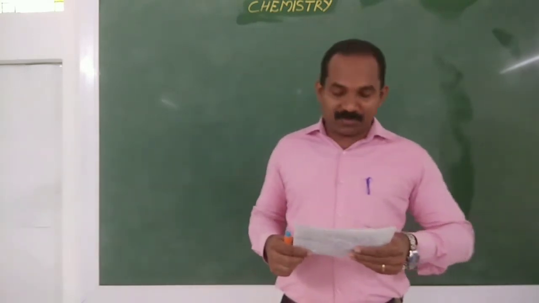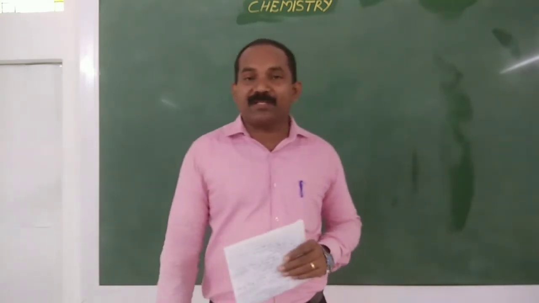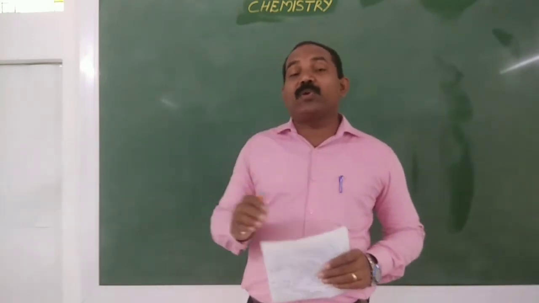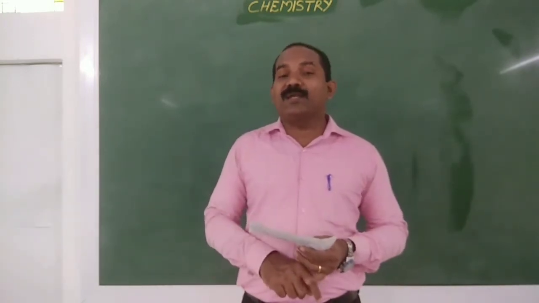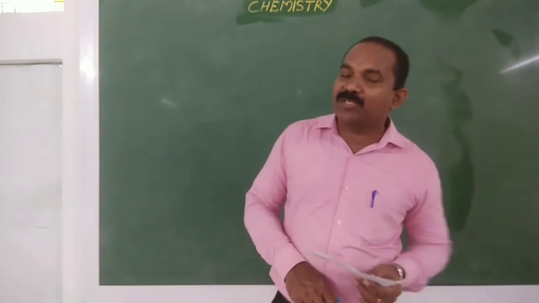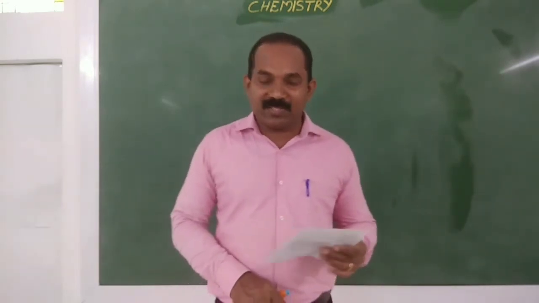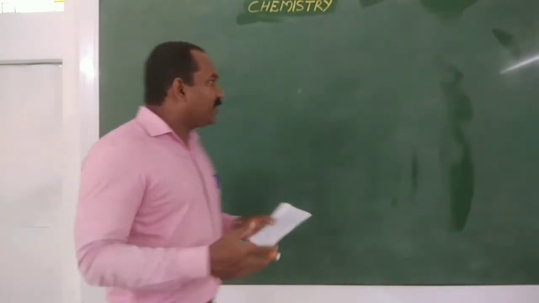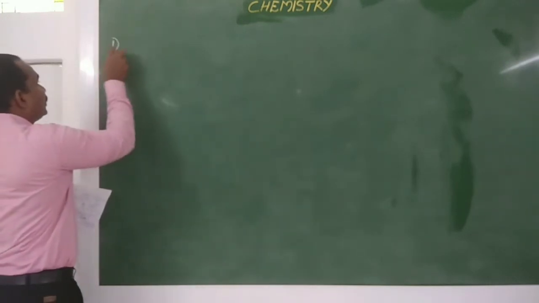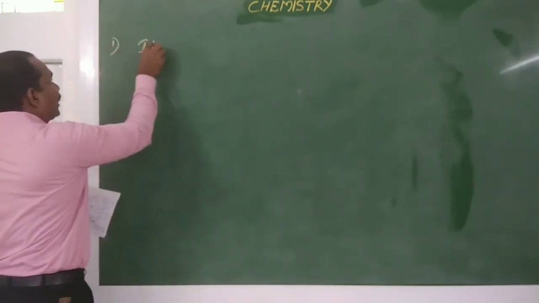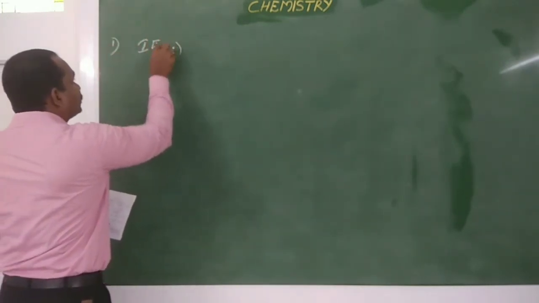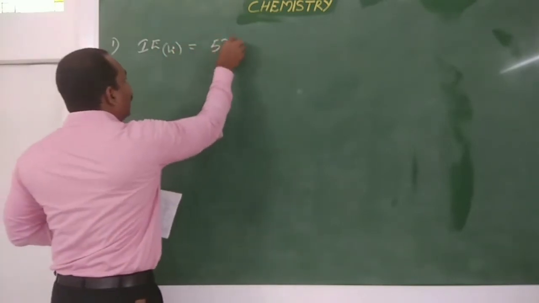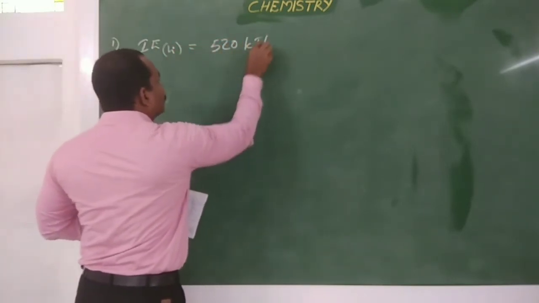Very simple question. What is ionization energy? The energy required to remove the loosely held electron from the valence shell is called the ionization energy. The ionization energy of lithium is given. It is 520 kilojoule per mole.